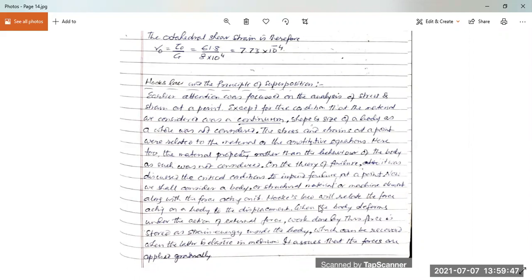What is said is that the body is deformed under the action of some external forces, and that force causes certain displacement, which means the force is doing certain work that is being stored inside the material itself, and which will be released. The material is supposed to be elastic in property, and the energy is released when the external force is removed. So we assume that the forces are applied gradually.